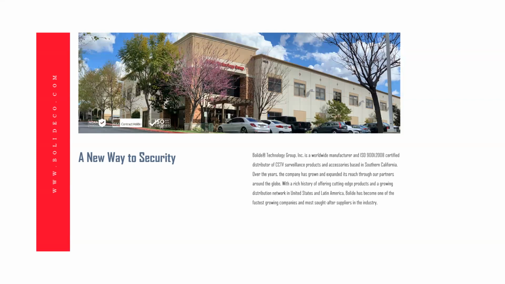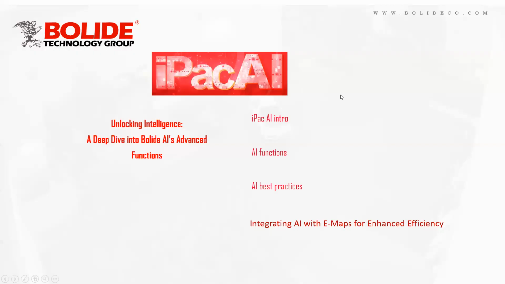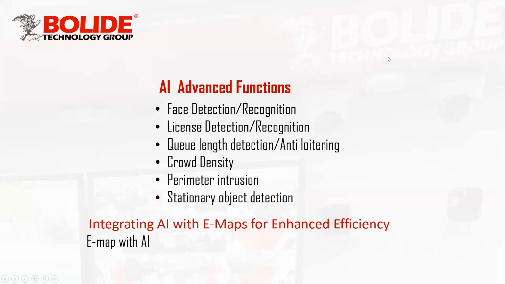So with that being said, let me introduce Bolide. We're a CCTV manufacturer. We've been in the industry for the past 30 plus years. We have offices across the world, from Latin America to Europe and the Middle East. Today we'll be going over some AI functions and some best practices when you're implementing them, with some suggestions on different cameras to use for different applications.